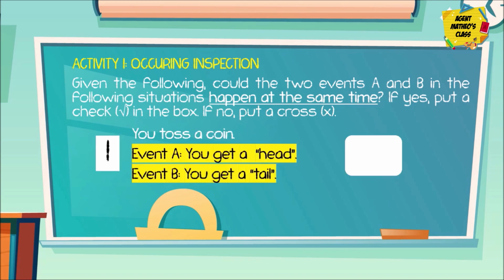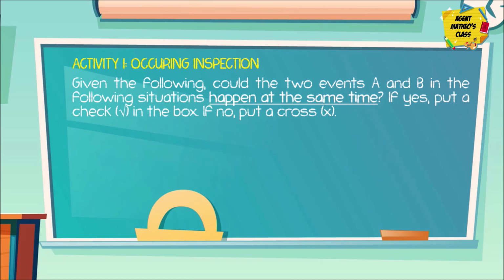Number 1, you toss a coin. Event A, you get a head. Event B, you get a tail. And the answer is cross X. You cannot get a head and a tail at the same time.